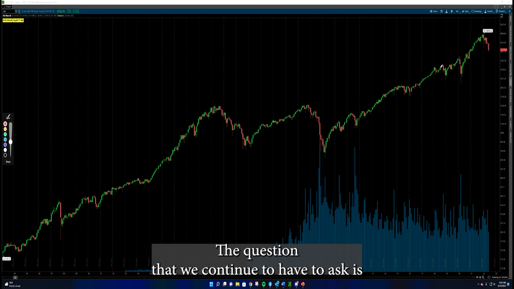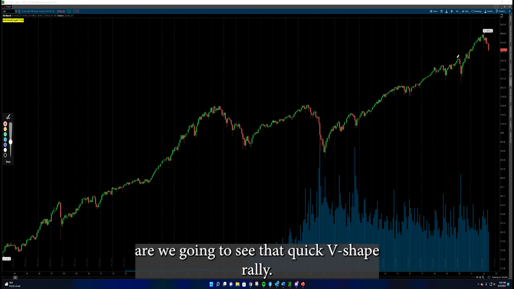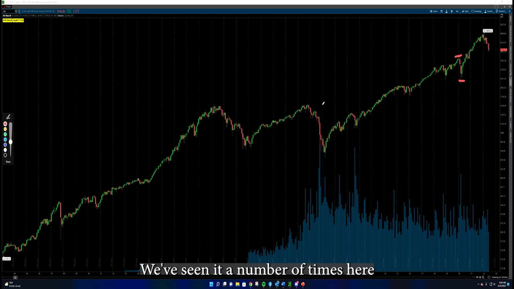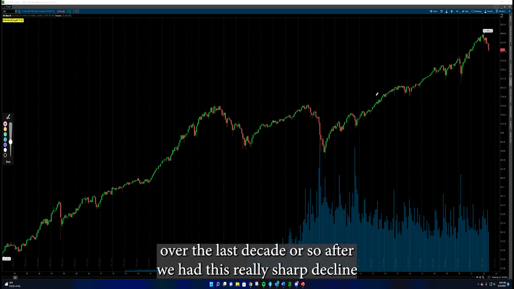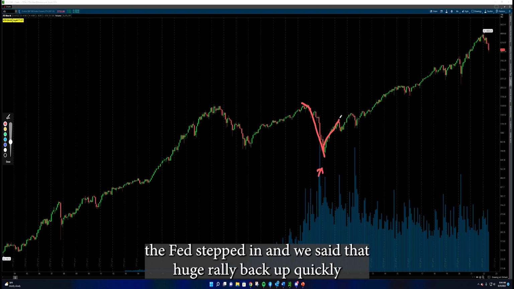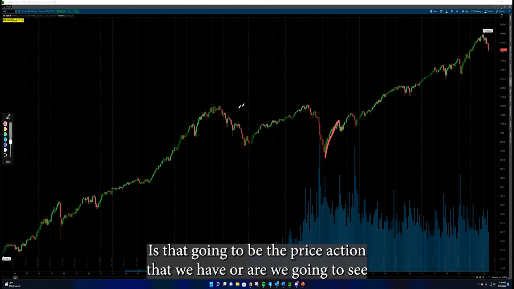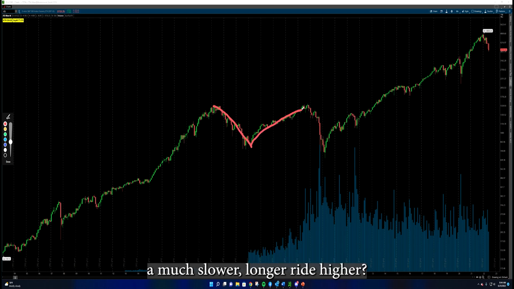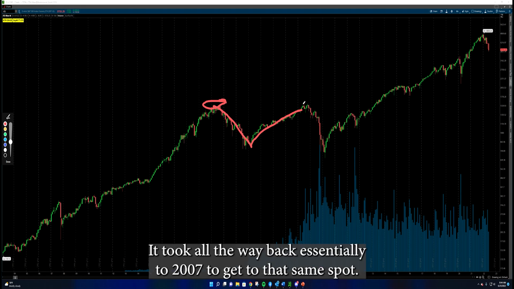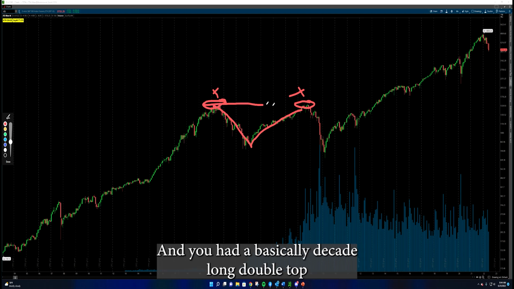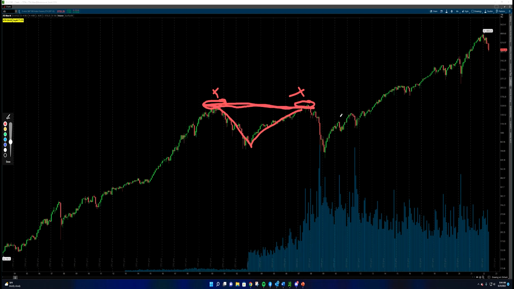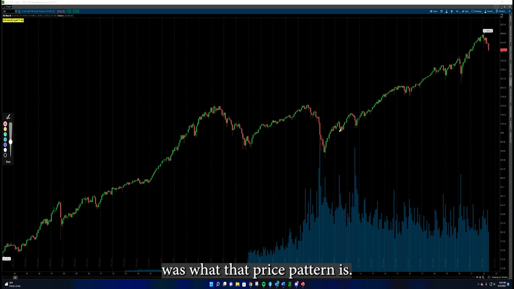The question that we continue to have to ask is, are we going to see that quick V-shaped rally? We've seen it a number of times here over the last decade or so. After we had this really sharp decline, the Fed stepped in and we had that huge rally back up quickly off of these lows. Is that going to be the price action that we have, or are we going to see a much slower, longer grind higher? Remember, 2000, it took all the way back essentially to 2007 to get to that same spot, and you had a basically decade-long double top was what that price pattern is.